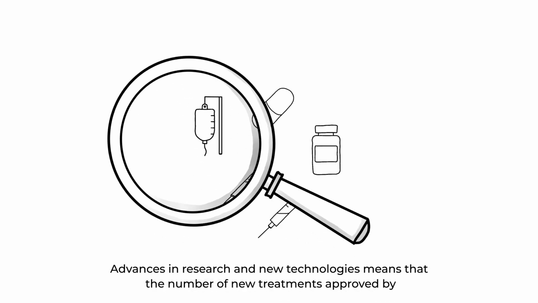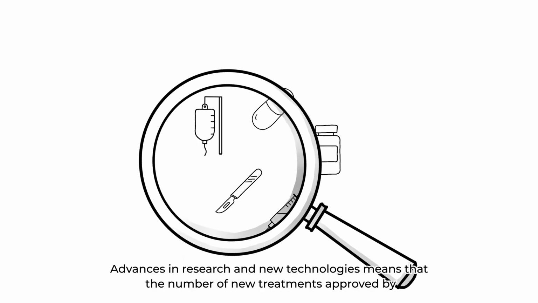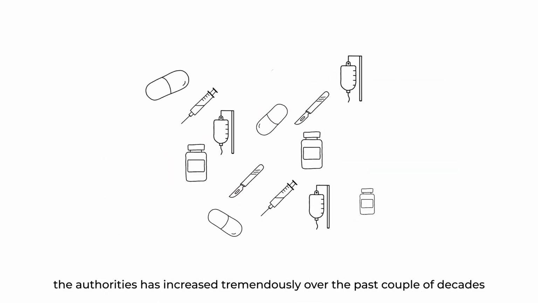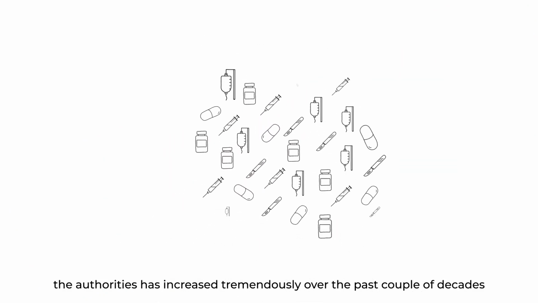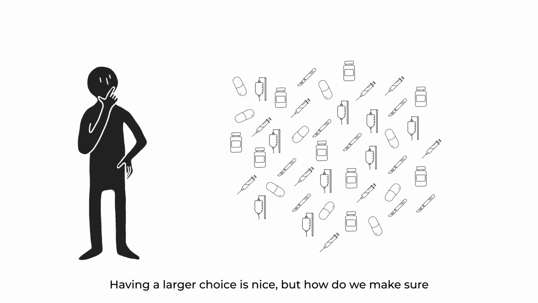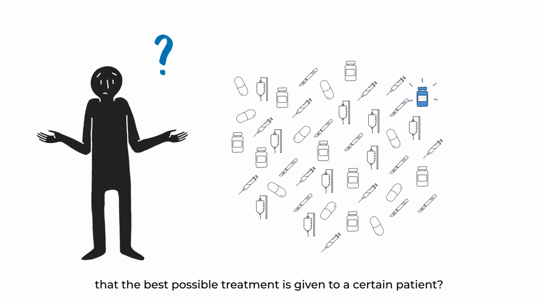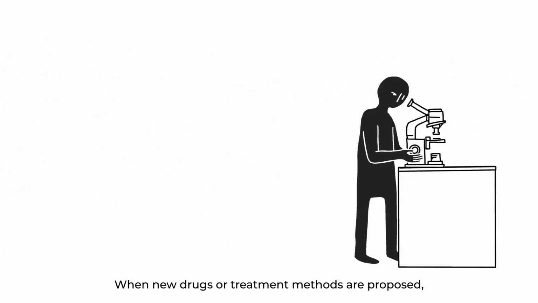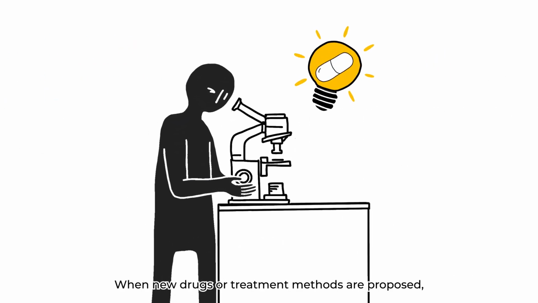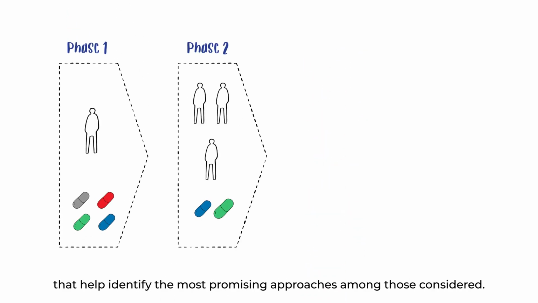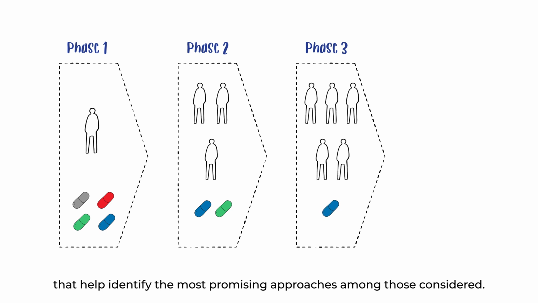Advances in research and new technologies mean that the number of new treatments approved by the authorities has increased tremendously over the past couple of decades. Having a larger choice is nice, but how do we make sure that the best possible treatment is given to a certain patient? When new drugs or treatment methods are proposed, we study them across several phases of clinical trials that help identify the most promising approaches among those considered.